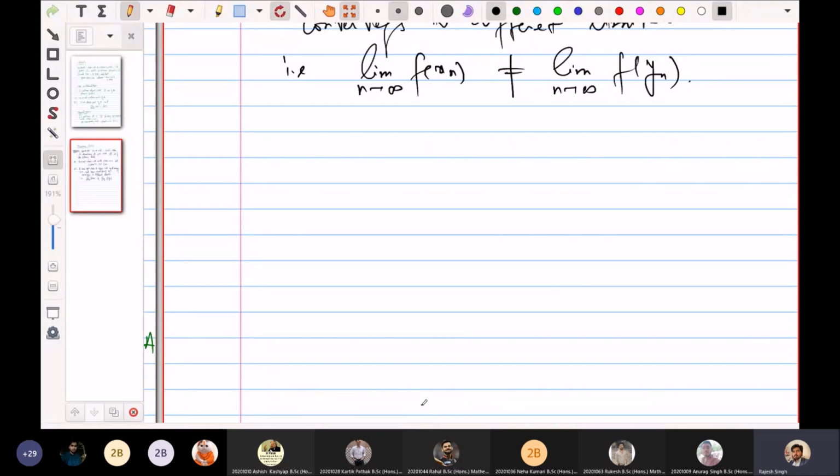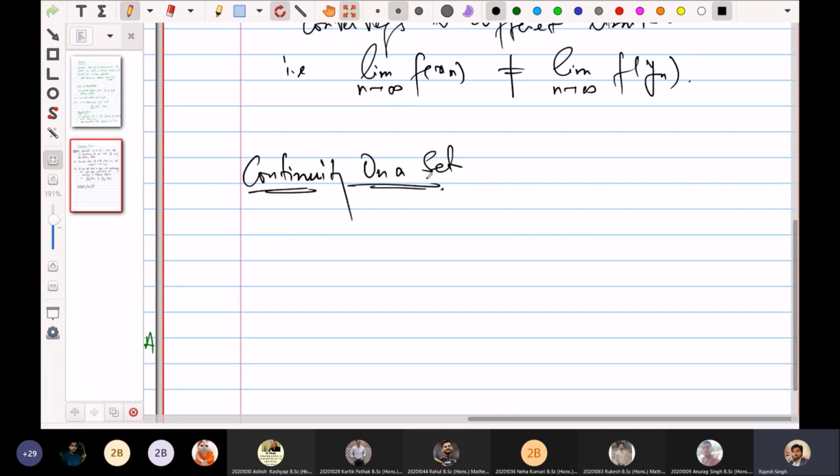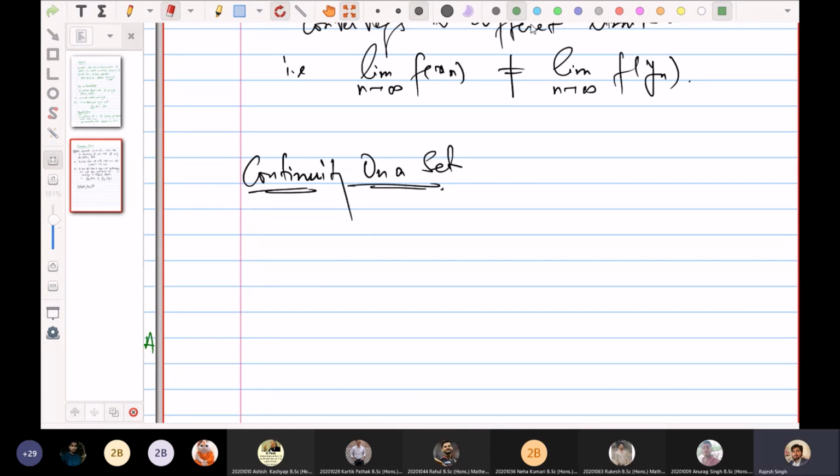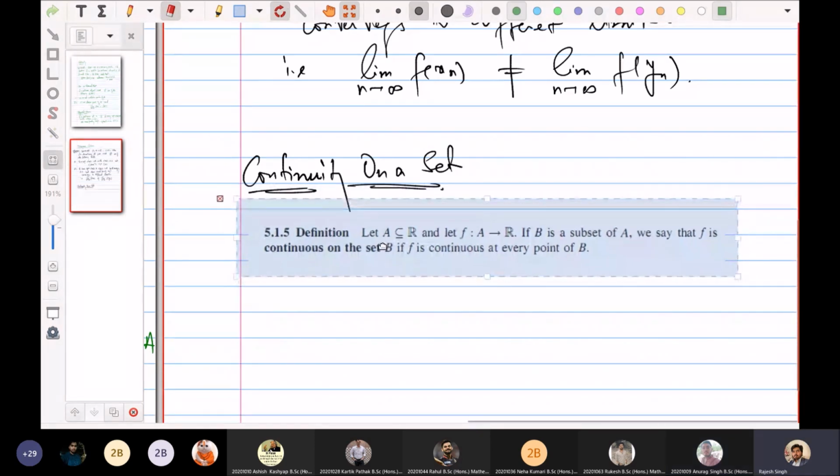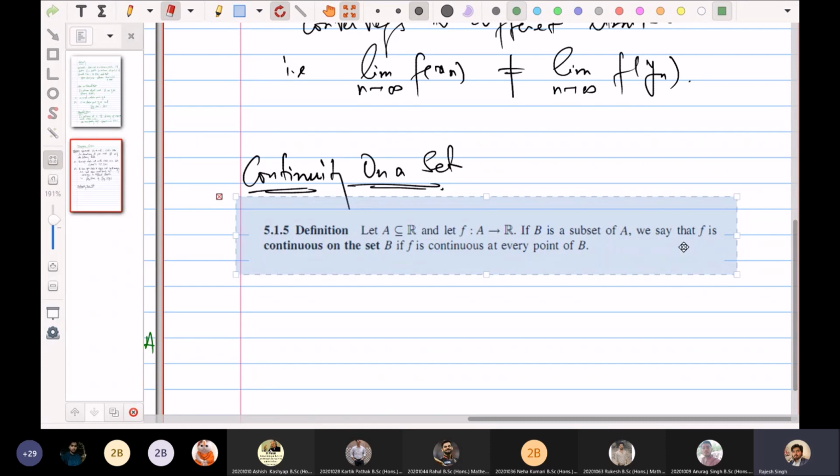Then we have one more definition: continuity on a set. When will we say continuous on a set? Right now we are talking about a point; we have defined continuity at a point. So what will continuity on a set be? If we want to speak of continuity on a set, the function should be continuous at every point of that set.